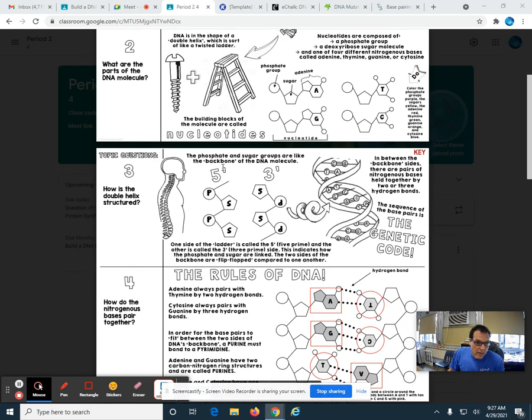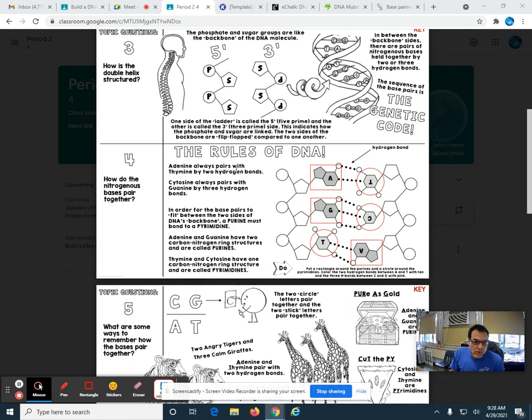So the direction of the molecule goes in 2 different directions. That means they go opposite. One's going one way, the other's going the other way. And that's this 5-prime, 3-prime direction. It indicates how the phosphates and sugars are linked. So again, the important thing is that it's opposite direction. If one side of the ladder is going like this, the other one's going backwards down the other way.